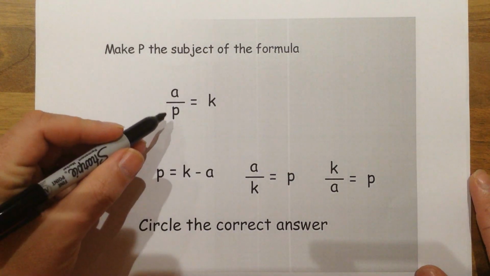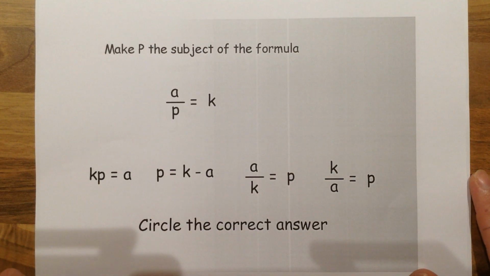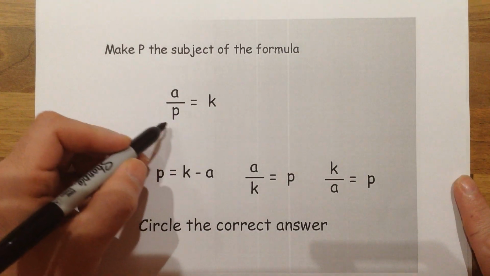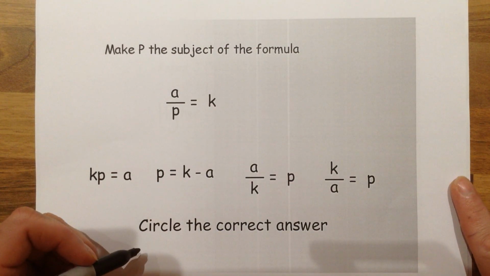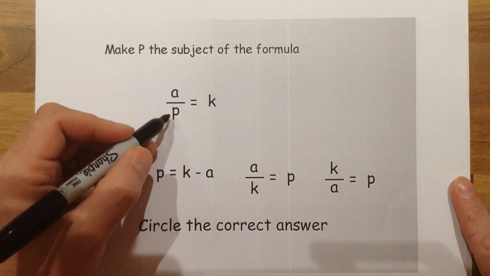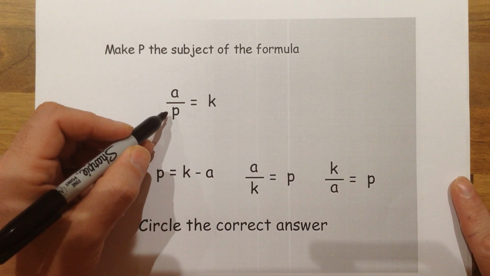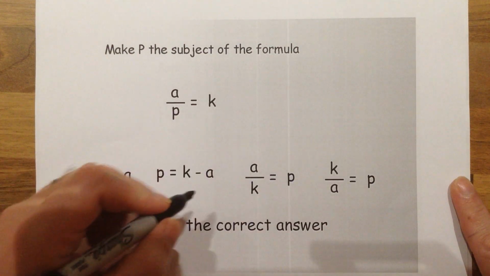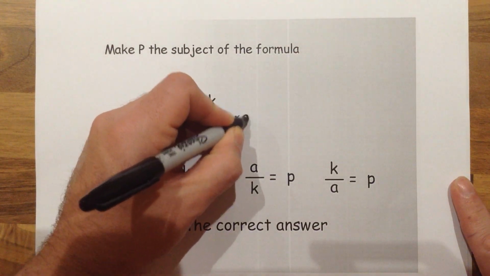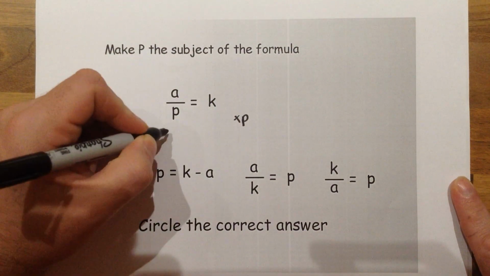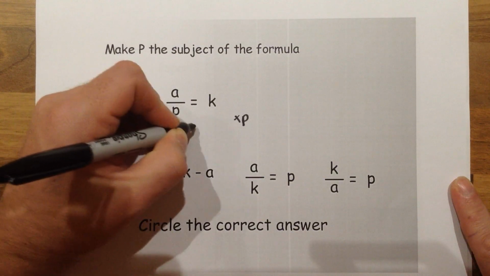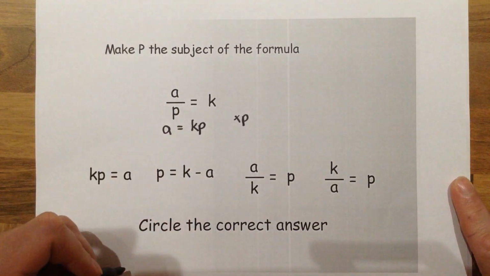So here, in order to get P to be on its own, first we need to stop the letter P being at the bottom of this fraction. We need to therefore move this P away. So in order to do that, we would need to multiply both sides by the letter P. This would give us A is equal to KP.